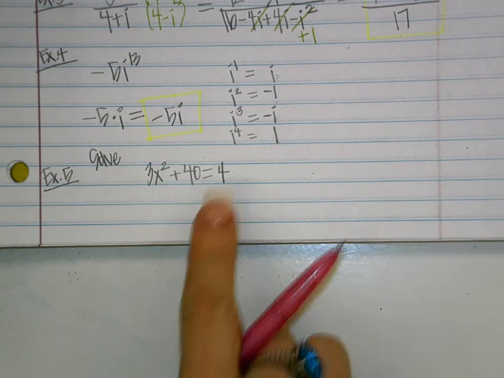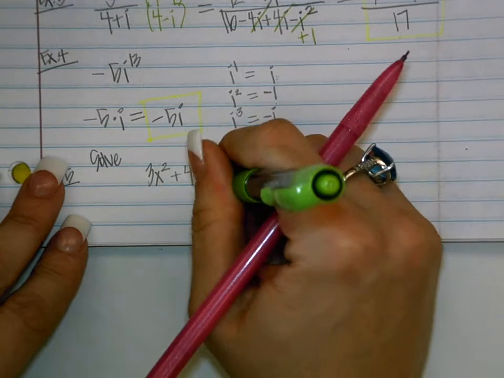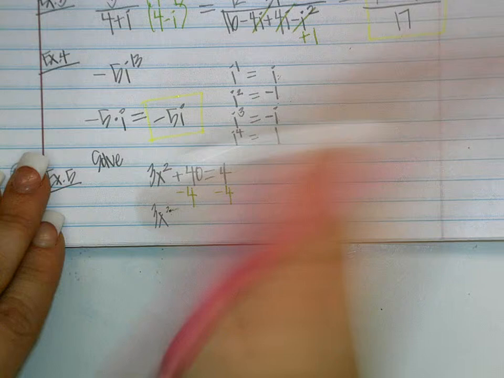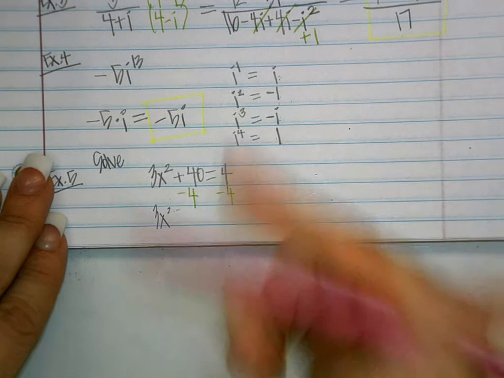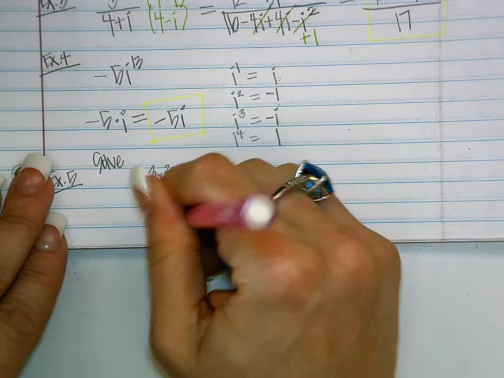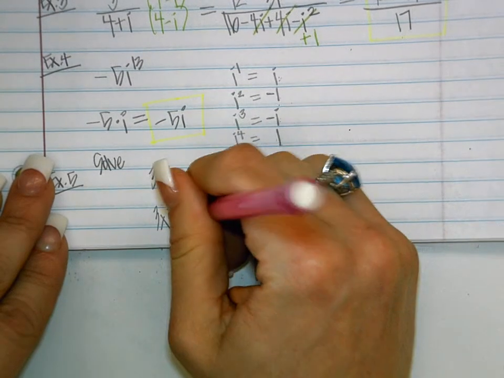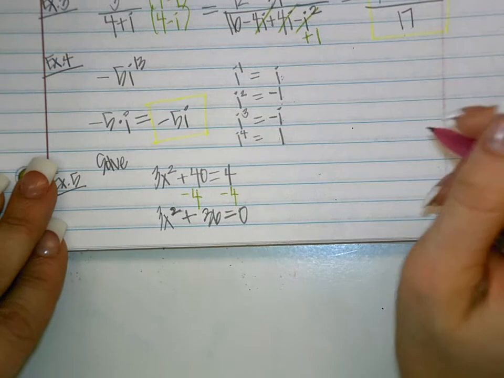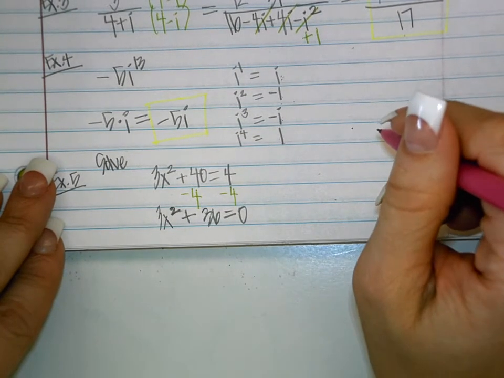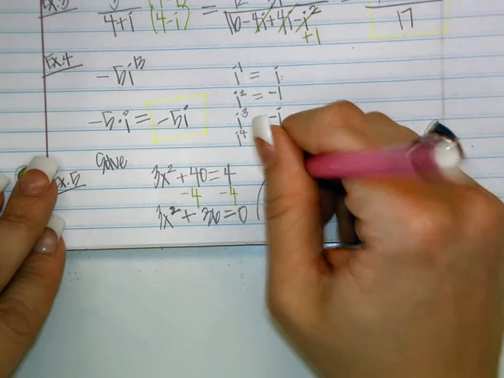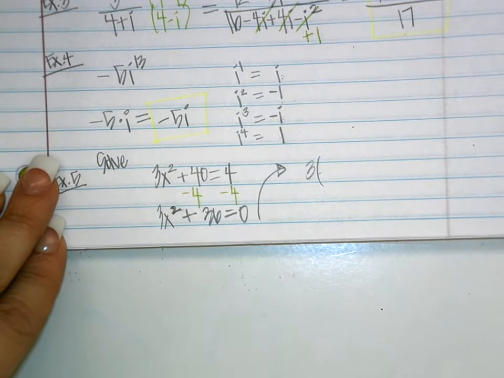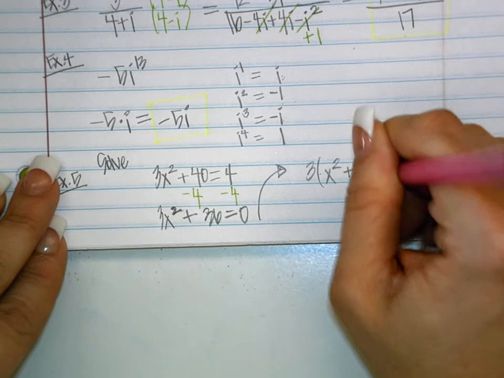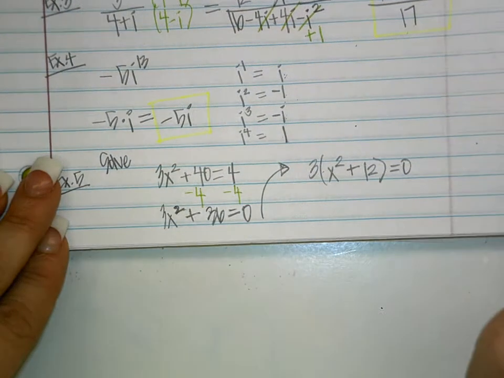One side? Okay, so if we move this over, you're going to subtract the 4. That would leave you with 3x squared plus 36 equals 0. How do we solve that? Start with a GCF, yeah, so take out a 3. Left behind would be x squared plus what? 12 equals 0. How do we solve that?